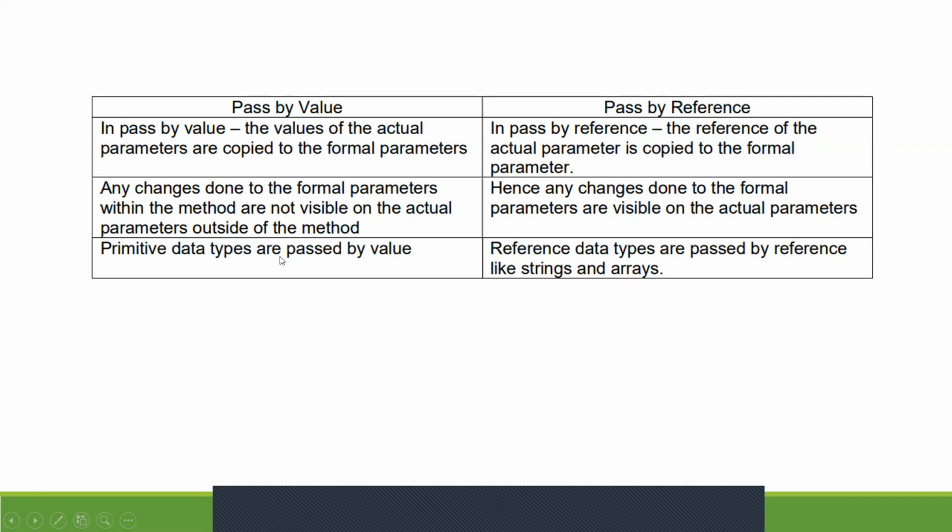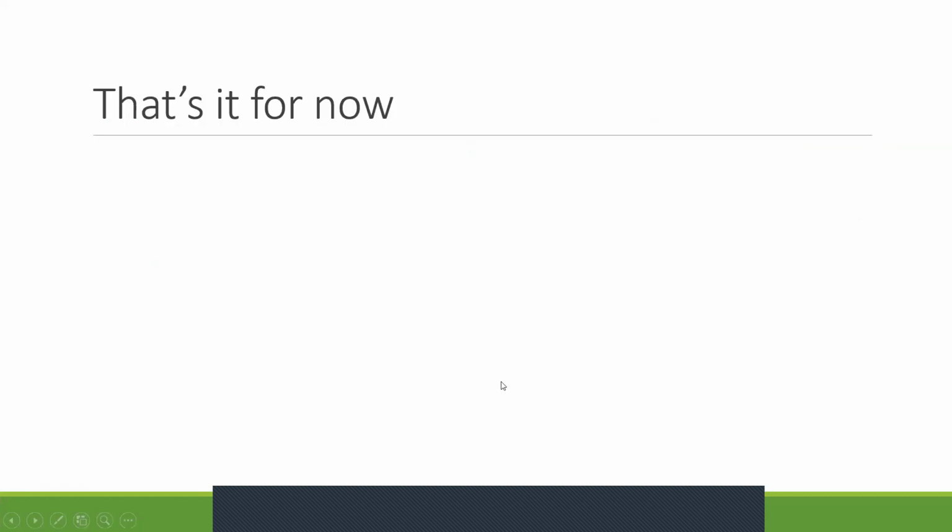Here you can write: primitive data types are passed by value. We know our 8 primitive data types: byte, short, int, long, again starting with a B, boolean, char, float, and double. Okay, and reference data types are passed by reference: classes, interfaces, arrays. Okay, all these are passed by reference. So that's it for now.